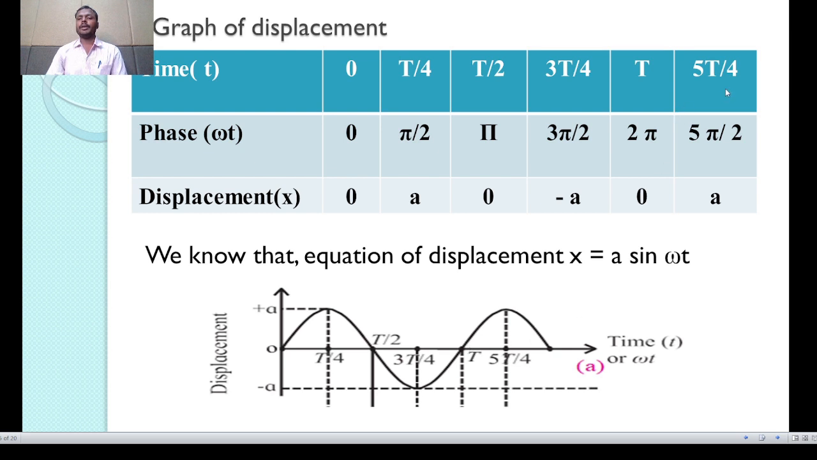Okay, and the final point is 5T divided by 4, then the phase is 5π divided by 2, that is we can write here sin 5π divided by 2, that is 2π plus π by 2, and sin(2π plus π by 2) is sin π by 2, and sin π by 2 is 1, therefore 1 multiplied by a, that is a, so we can write here x is equal to a. When time is 5T divided by 4, x is equal to a, and connecting all these points we get a displacement curve for the particle that starts from mean position.